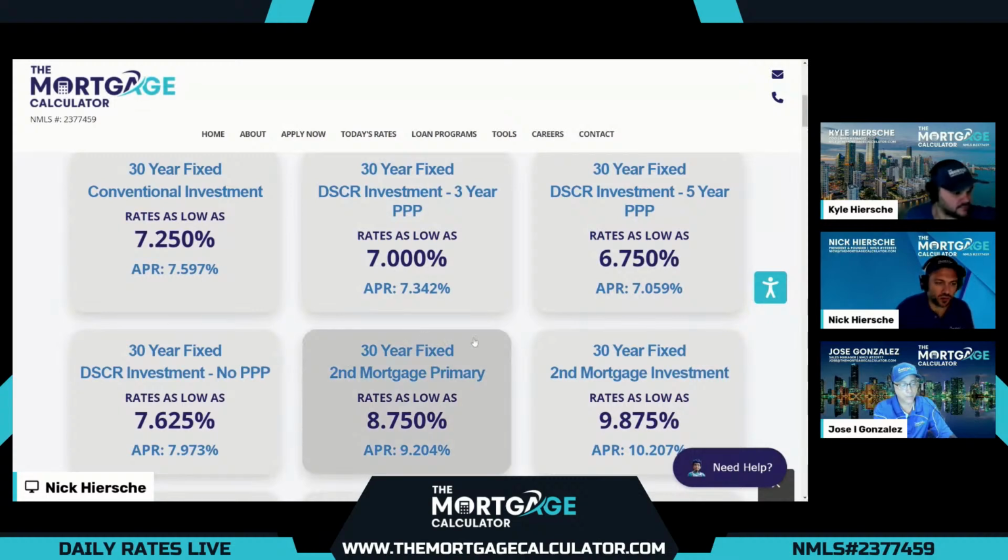And the final two things we want to go over, very cool options we have for second mortgages. Very popular request these days for people that want cash out but don't want to touch their first mortgage that may have a very low rate compared to rates today. No problem, we can do a fixed rate second mortgage for a primary home. Rates as low as 8.75, final APR 9.204 here. And these programs are non-QM, so they do allow us to use alt docs as well, such as bank statements.